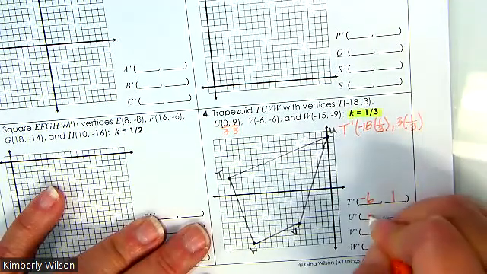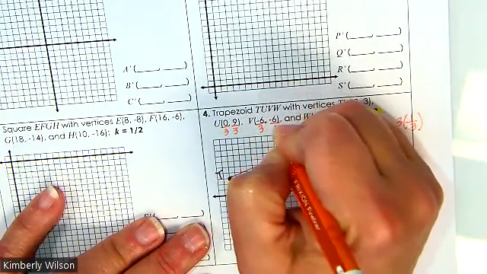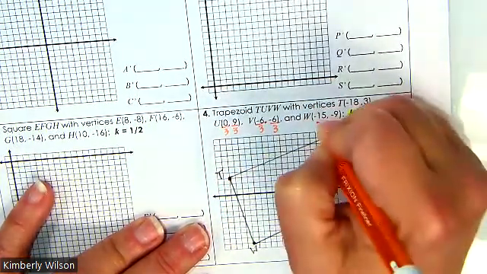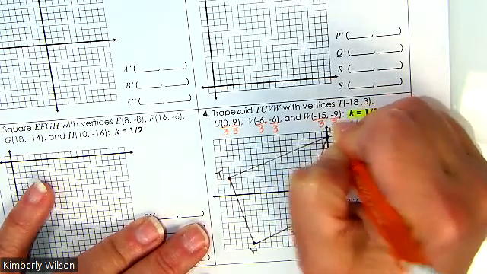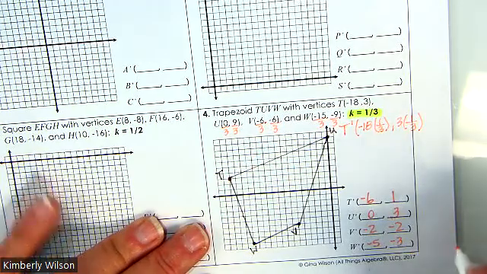So 0 divided by 3 is 0. 9 divided by 3 is 3. Divide by 3, divide by 3. So that's going to be negative 2 and negative 2. Divide by 3, divide by 3. So that's going to give me negative 5 and negative 3.